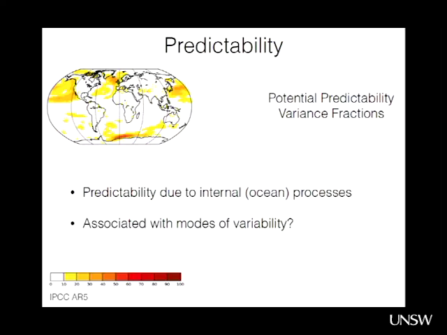So this is a plot of the potential predictability variance fraction for 5-year mean temperatures. And you can see you get predictability much more over the oceans than over the land on these sorts of timescales. And again, there's the North Pacific that pops out, the North Atlantic, and something in the Southern Ocean. So we suspect that it must be due to internal ocean processes, which happen on slightly slower timescales, that's giving us that predictability. So we associate them with modes of variability.